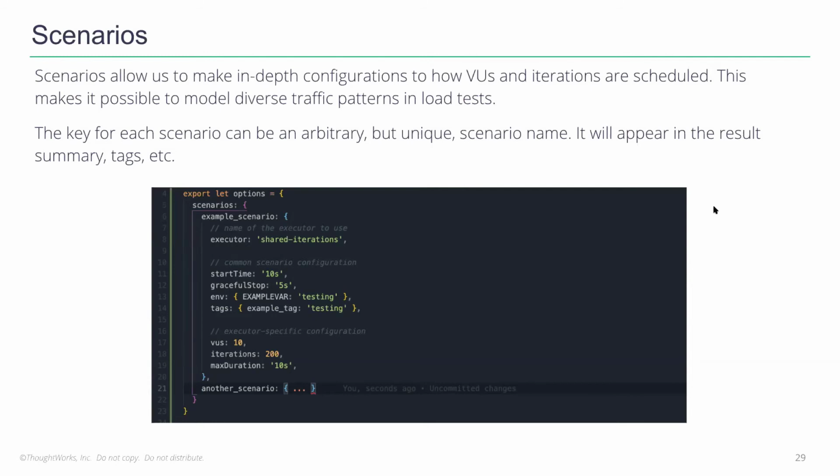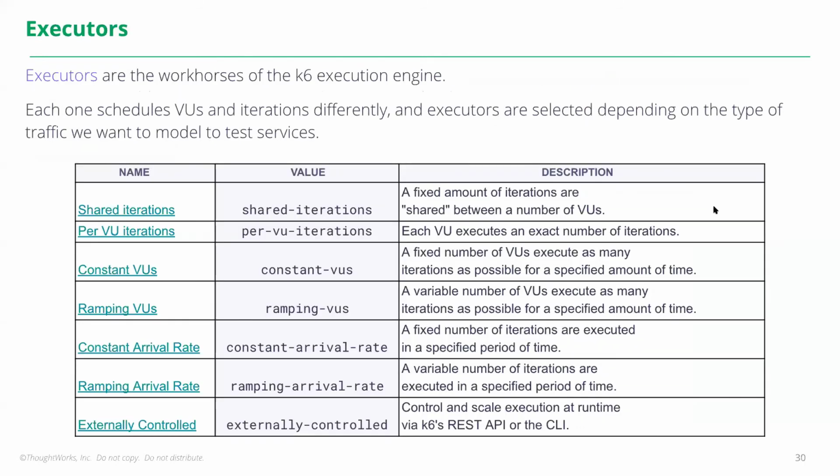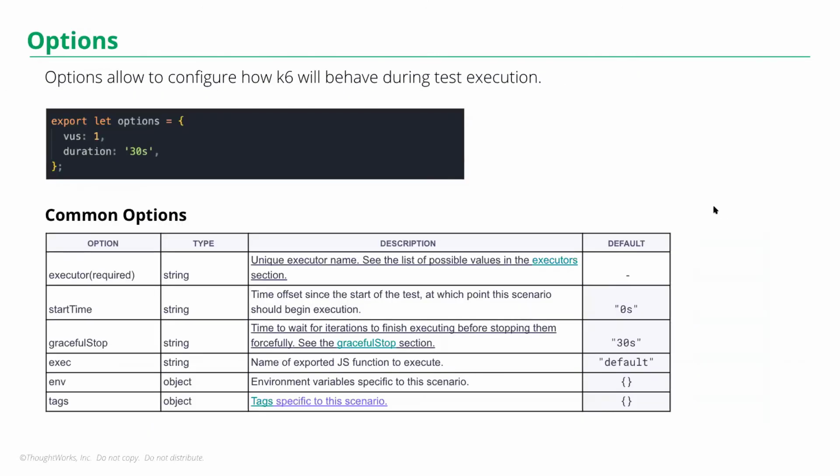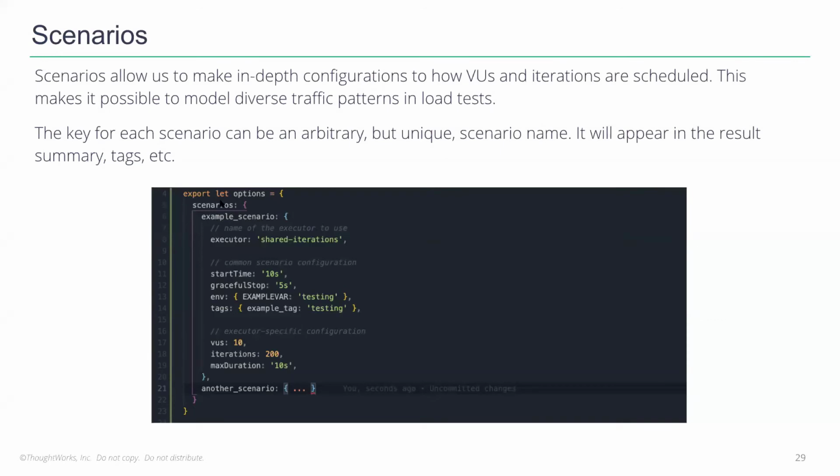So in the previous slide, we have seen the common options, which include executor, start time, graceful stop, and env or tags. In this code snippet, under the scenario, there is a scenario name in line number 6. After that, in line number 8, we are giving the type of the executor which we want this scenario to run.